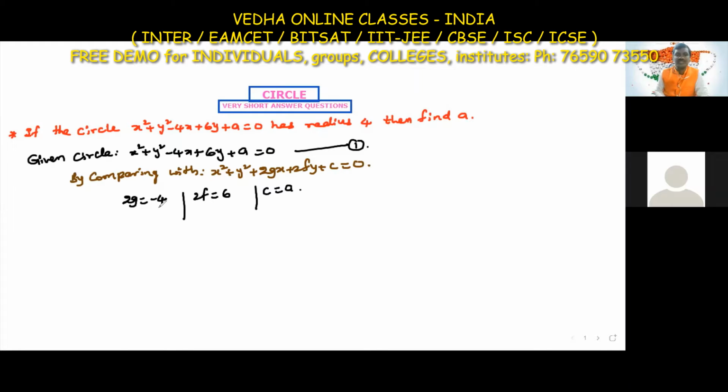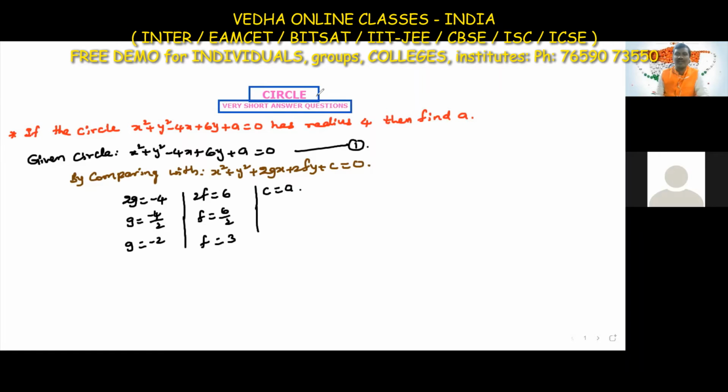Here, if 2g is equal to minus 4, then g is equal to minus 4 by 2, that means the value of g is minus 2. And f is equal to 6 by 2, which means f is equal to 3. After getting the g, f, c values, what is given here? He gave that radius is equal to 4. No need to find the center here. The center is minus g comma minus f, but he is not asking, so no need to find.